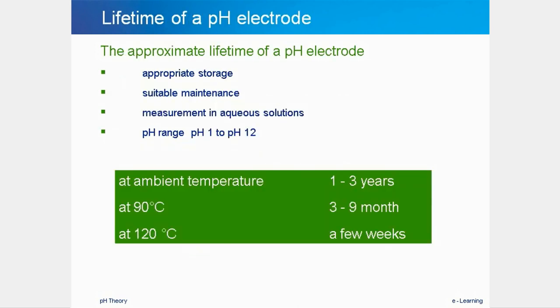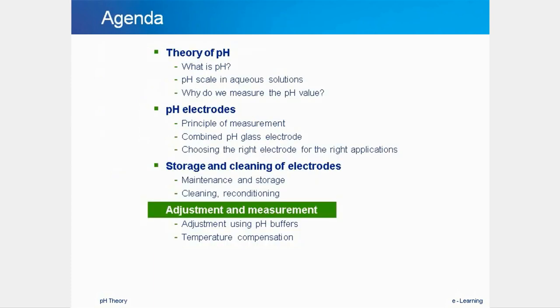Taking into account that the electrode is maintained in the proper way, stored correctly, and mainly used in aqueous solutions with a pH range of 1 to 12, the expected lifetime should be between 1 and 3 years, depending on the frequency of use. This is valid only for room temperature use. At higher temperatures, the lifetime decreases proportionally. This can also be seen in the table on the slide.